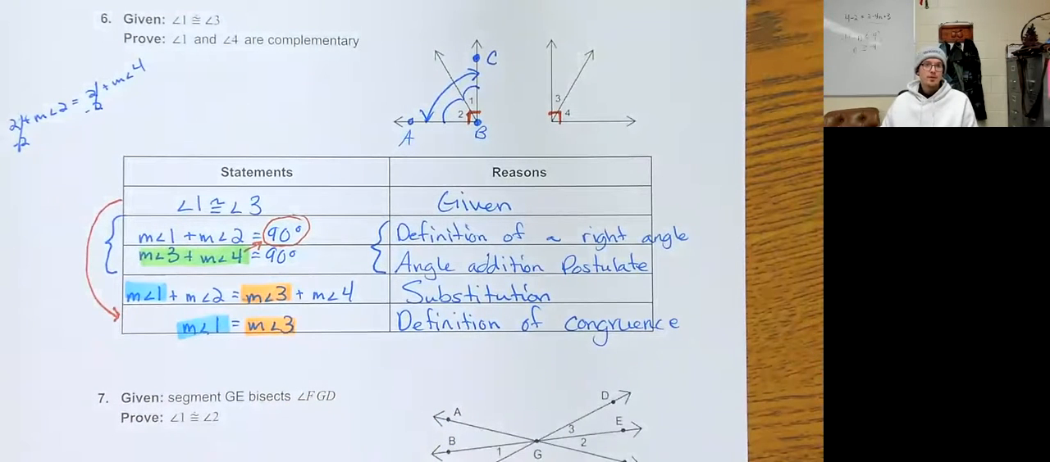Hold the phone, though. I want the measure of angle 1 is complementary to angle 4. I might be doing some wrong stuff here.